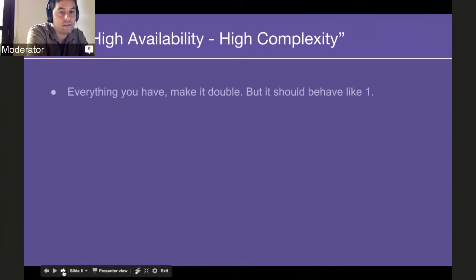High complexity. As a start, everything you have, make it double, right? But it should behave as one thing. So we were just talking about a database, right? To give you a sample of this, the database we have right now has 256 gigabytes of memory and is using 130 gigabytes of disk. So we need two of those all the time awake, right? So you have to consider that you will need a lot of resources to actually get to this point.